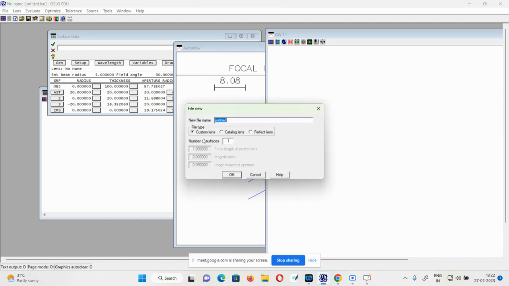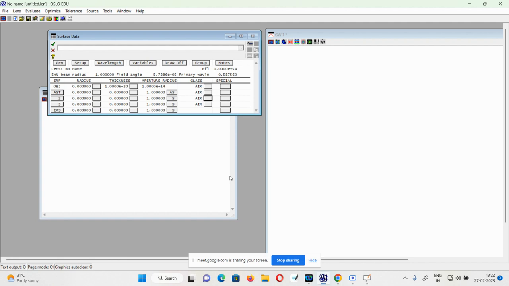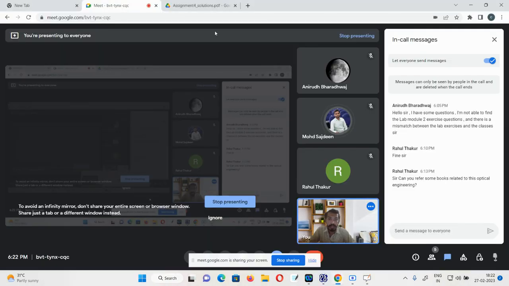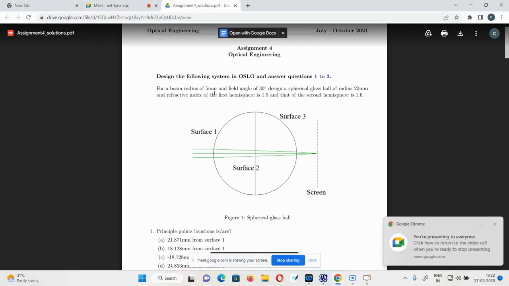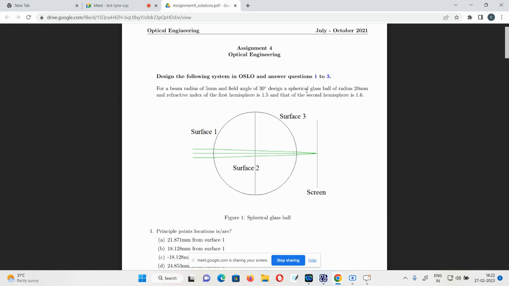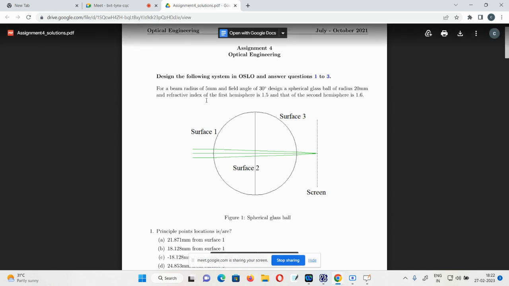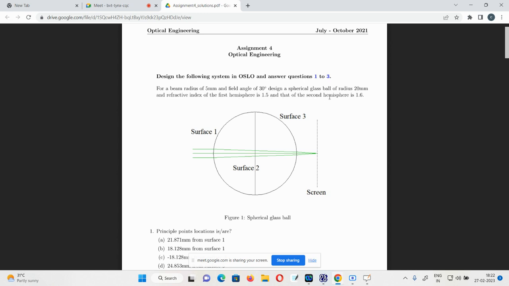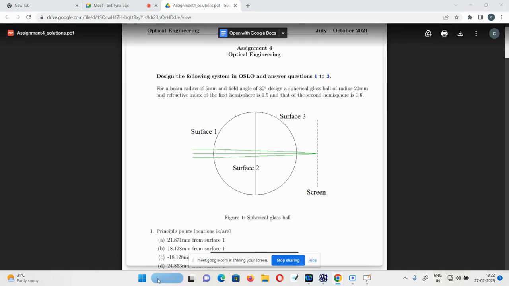I am taking a new lens. I want three surfaces, so I am giving three surfaces. Anytime if you have a doubt, just ask. So this is the lens. I am going to create a lens according to our assignment question. Now see what kind of lens I want. A beam radius of 5 mm and a field angle of 30 degrees. I want to design a spherical glass ball of radius 20 millimeter, and the refractive index of the first hemisphere is 1.5 and that of the second hemisphere is 1.6. First, let us see what they want.